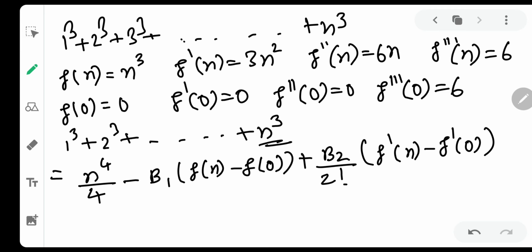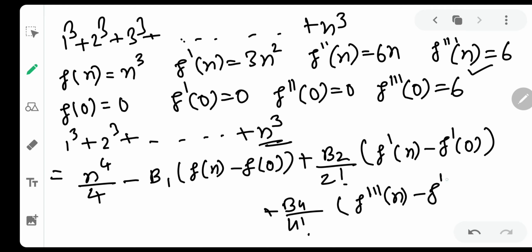But as we all know, b3 is 0, so I will not write down the b3 term because b3 is 0. So I will write down the b4 term. Okay, now before that, if I write down the b3 term, see b3 is 0, hence that term will be 0, right? And if I write down the b4 term, can you observe f triple dash, because let me write down so that you will get a better idea. b4 by 4 factorial f triple dash n minus f triple dash 0. This will be the term, right?